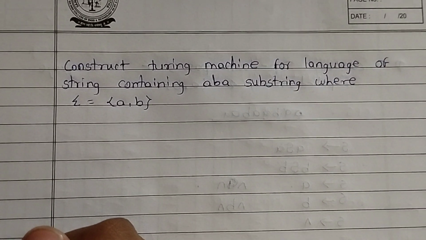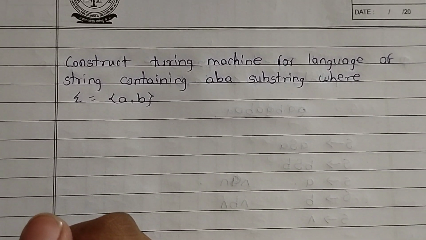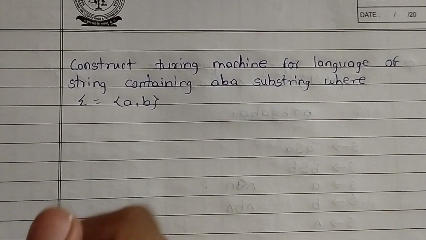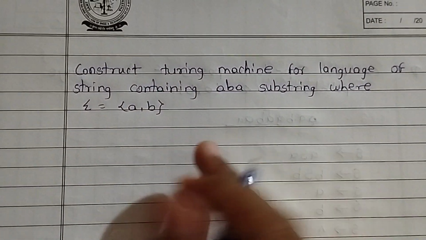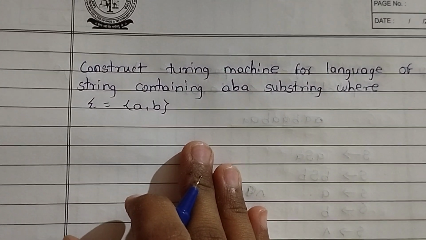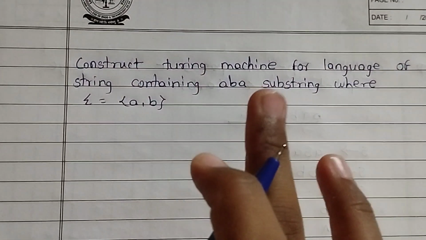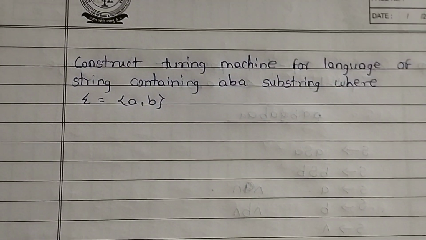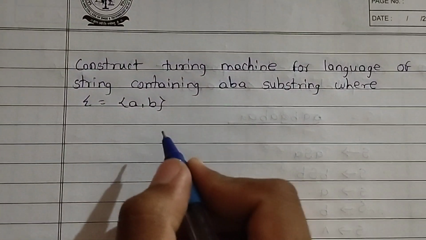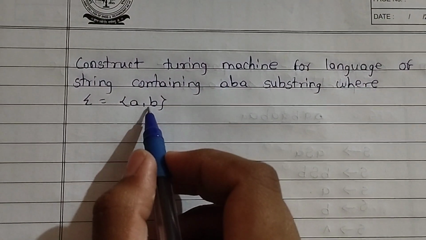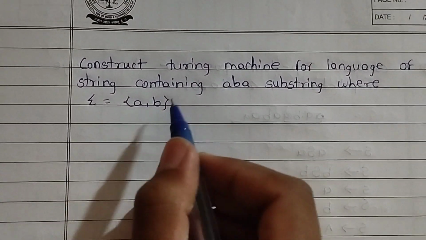Hello everyone. In this video we cover the Turing machine for the substring ABA. So this is the question: construct the Turing machine for the language of a string containing ABA substring, which is formed by using A and B, because sigma is A and B.